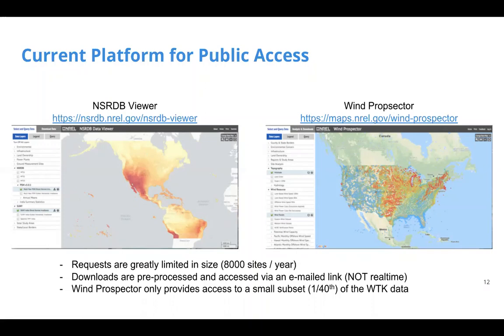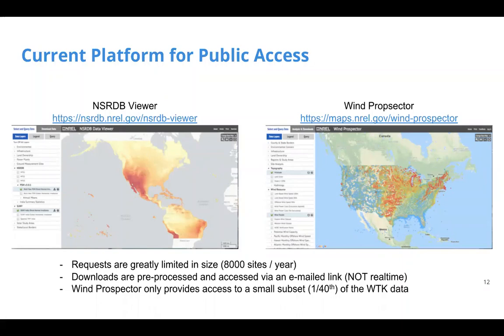And for the Wind Toolkit, it's an even bigger issue. We only make about 1/40th of the data available. So it's about 2 terabytes of data that we're hosting. It's 125,000 sites and just one of the 9 hub heights that we have available. So it's a really small amount of data compared to the full data set that we created.